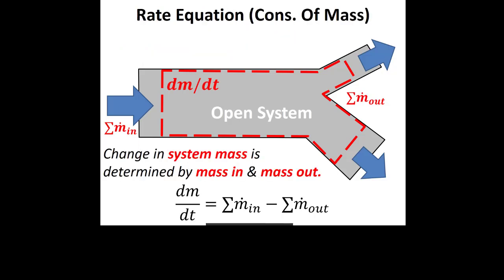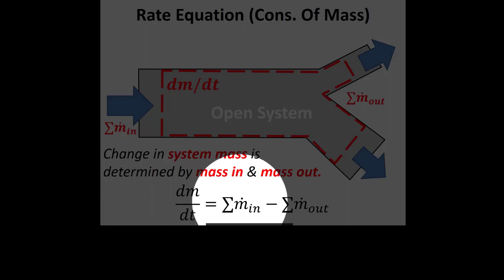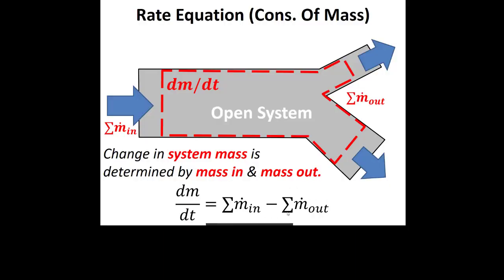The more common version of this equation that we'll use in this class is the rate version of this equation, where we essentially, instead of looking at a process that's moving through time, take a snapshot and look at the rate of change of something like mass in the system, right? So there we saw that the rate of change of mass in the system is equal to the sum of all the mass flow rates in minus the sum of all the mass flow rates out.